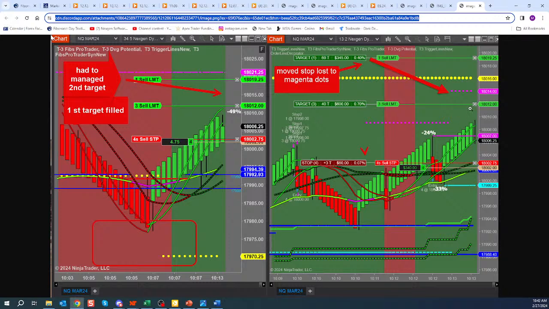And the first target was filled. So 3 at 10 is $600, I believe. Am I doing my math right? And then you had to manage the second target.